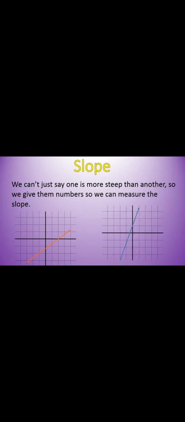But we can't just say one is more than another, or one is steep and another is shallow. We have to have some way of measuring which slope is greater, which slope is less. We can't just have these two and go, well, my slope's bigger than yours, right? It's not how it works. So we have to give it a number so that we can measure it. That's what we're going to talk about today, giving slope an actual number. And this is how you do it.